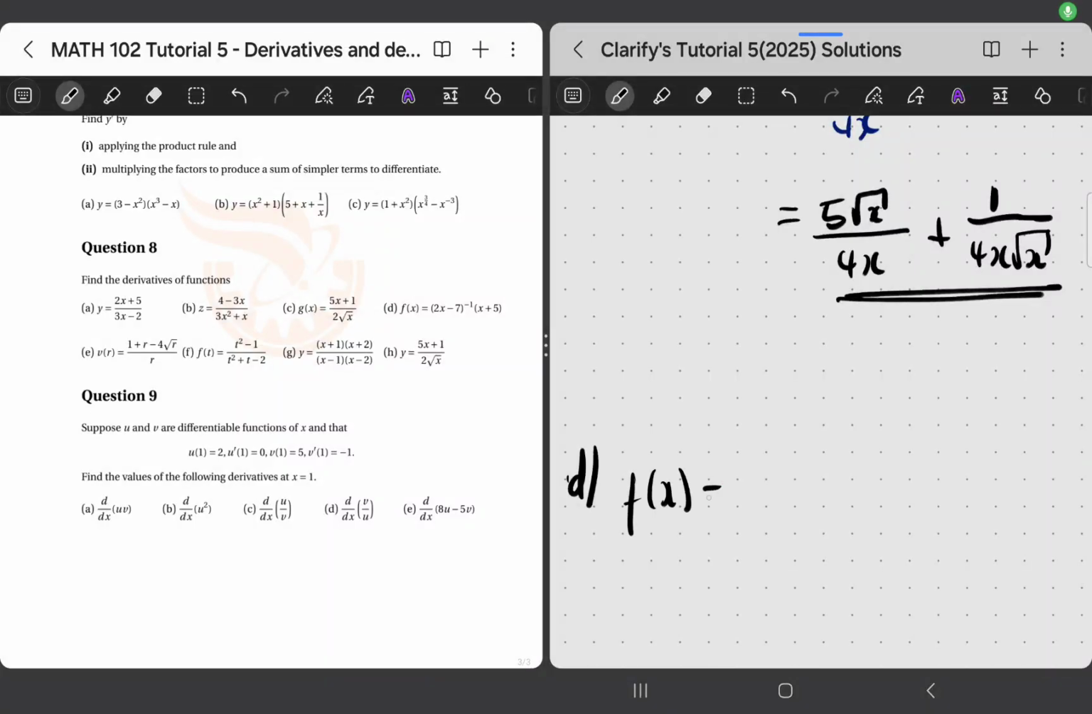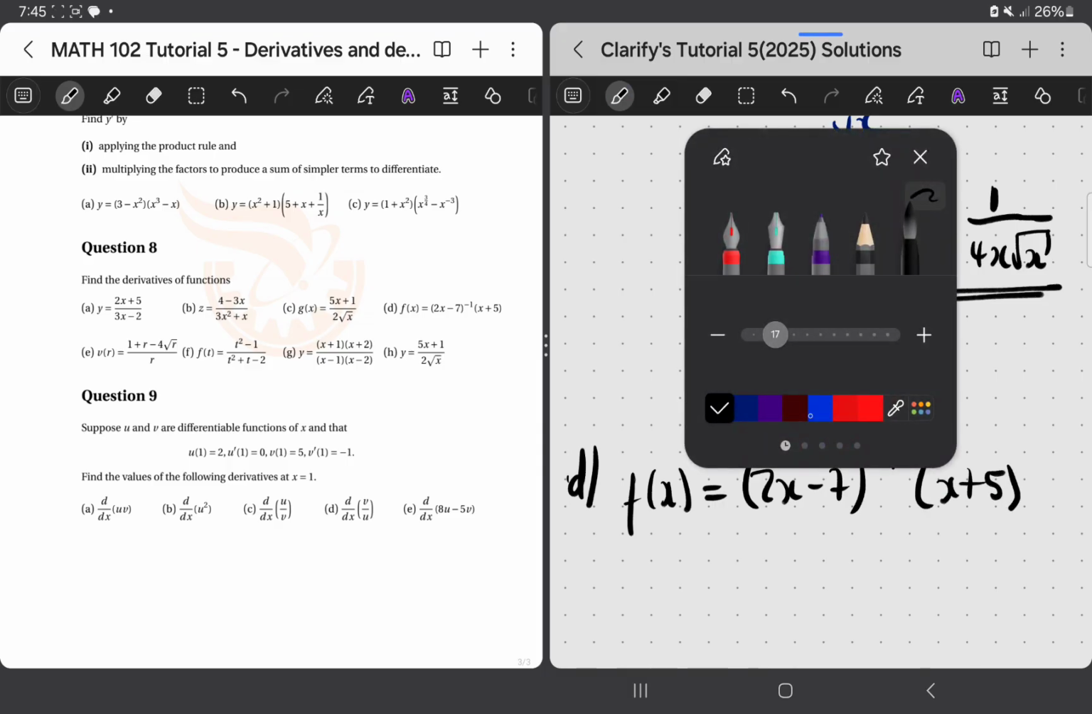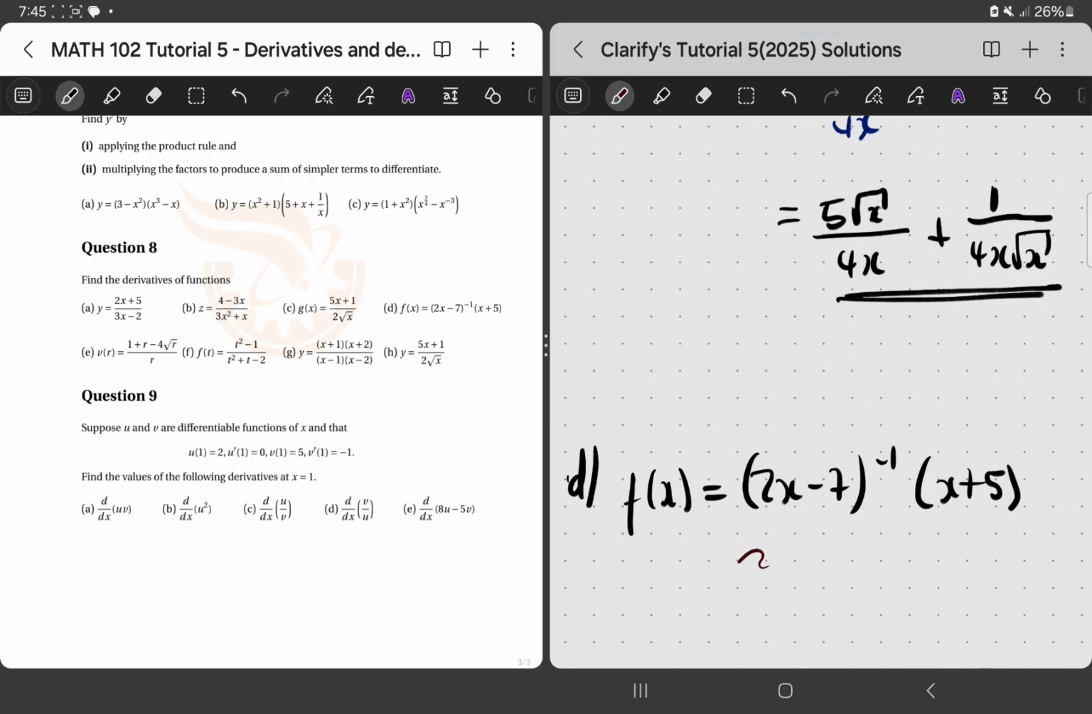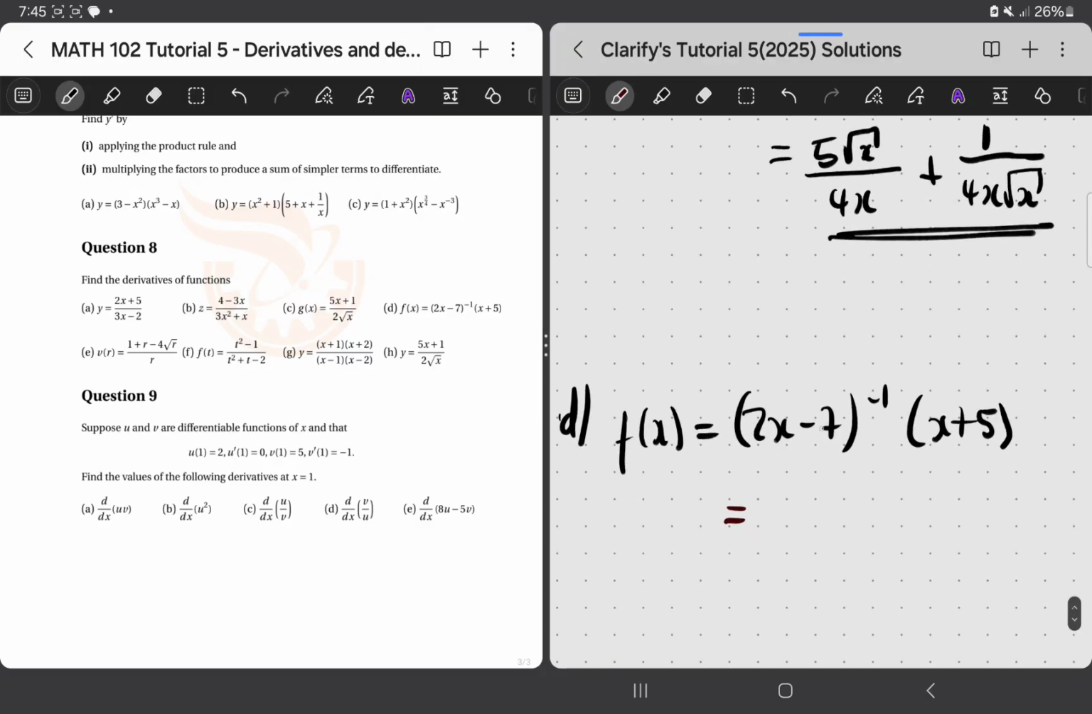For D, we will have f(x) being equal to (2x minus 7) to the power of minus 1 multiplying (x plus 5). What are we then going to have? Well, we can use the product rule. We can say here that let u be equal to (2x minus 7) to the power of negative 1, and we would have v be equal to x plus 5.